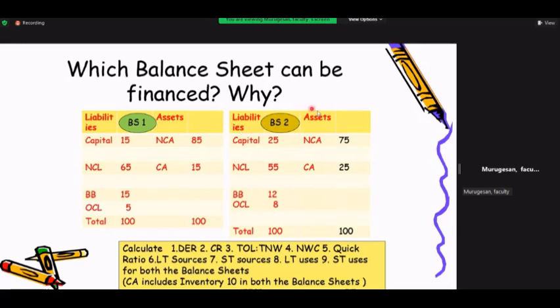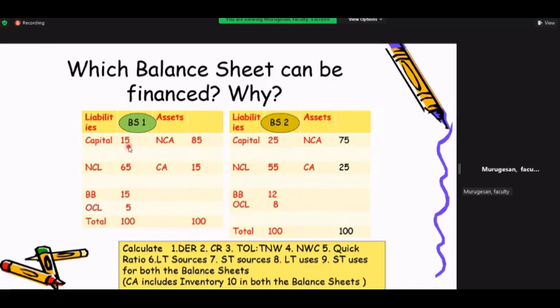Now, there are two balance sheets. Through ratio analysis, you can immediately understand. There is balance sheet one and balance sheet two. Now, the question is, which balance sheet is good? Which balance sheet do you have to avoid? Look at the first balance sheet, and you can immediately find out.